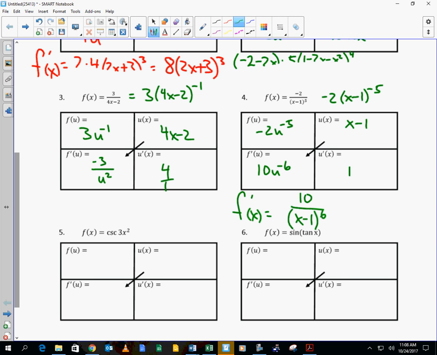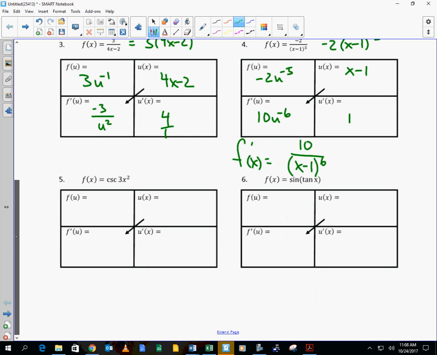Question, Carter. So the inside is x minus 1. The outside is negative 2u to the negative 5th. Derivative of negative 2u to the negative 5th is 10u to the negative 6th. So then this is 1. I multiply them together. Better?